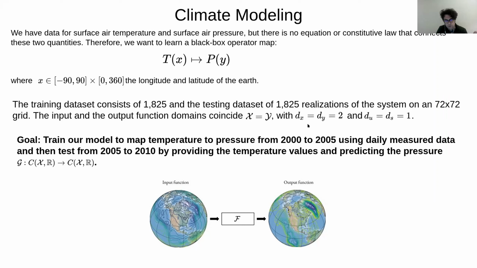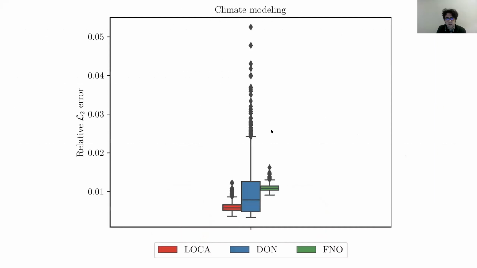This data is available online. You can see the link in the paper. And this is pretty much what we get. You see that LOCA is providing a very small median error and also a small error spread, while the DeepONet is very close in the median error, but the outliers are much larger.